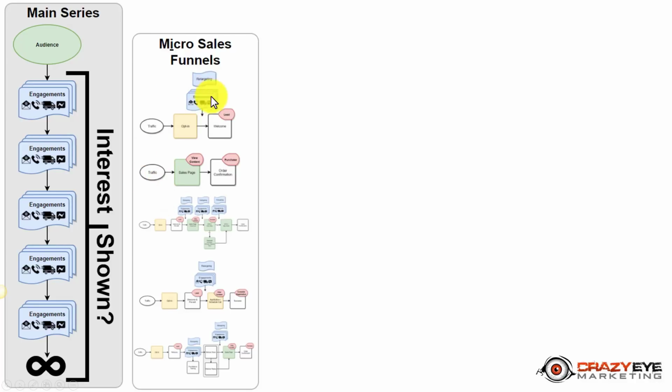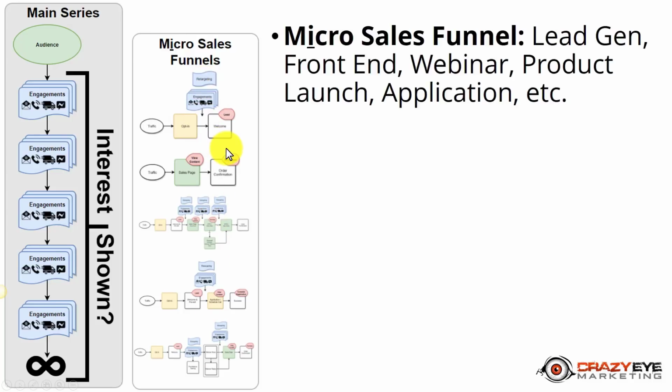But if you want to take advantage of the benefits of micro sales funnels, like increasing average order size, then it makes some sense to go ahead and build out a micro sales funnel or two. And that is exactly what we're going to do in this portion of the training. So as we've hit on before, there are many different types of micro sales funnels. You can use them for generating leads. You can have a front-end funnel, a webinar funnel, a product launch funnel, an application funnel, etc.